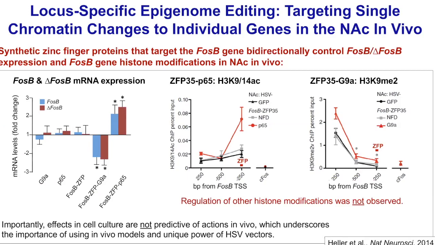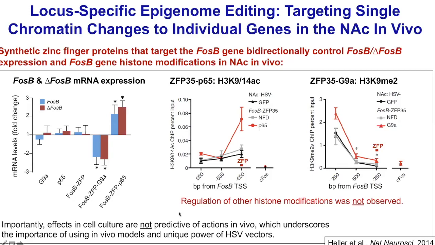So the question is the following. Can we manipulate in the mouse, in nucleus accumbens neurons only, one type of histone modification, and only do that modification at the FOSB gene? We're not overexpressing or knocking down a histone modifying enzyme, which would affect the effects of that enzyme at hundreds, thousands of sites. We only want to manipulate it at FOSB.